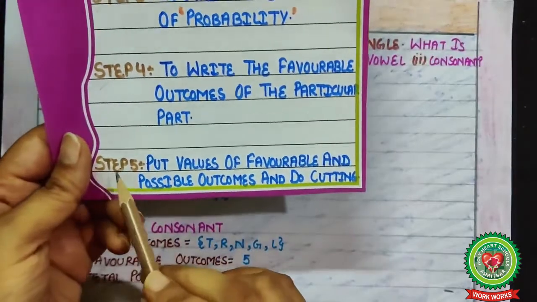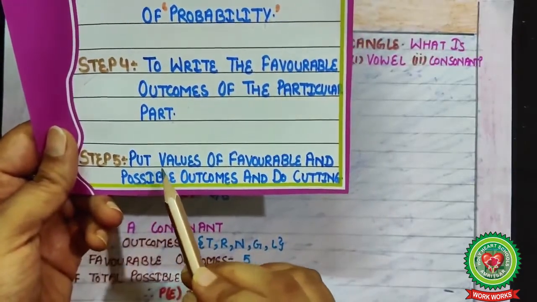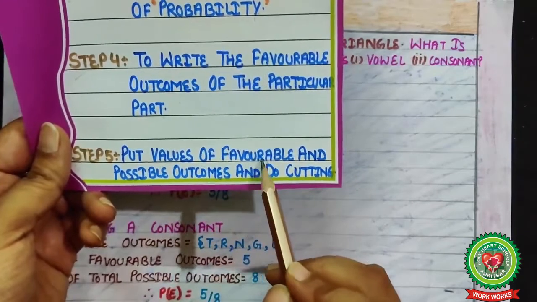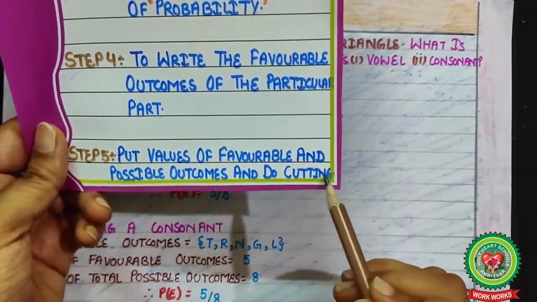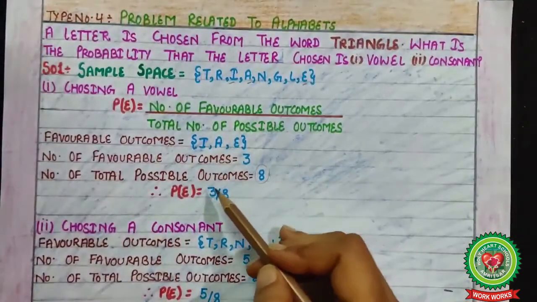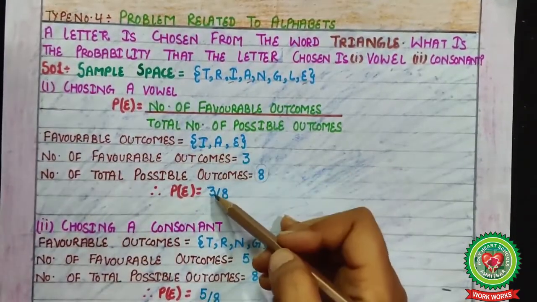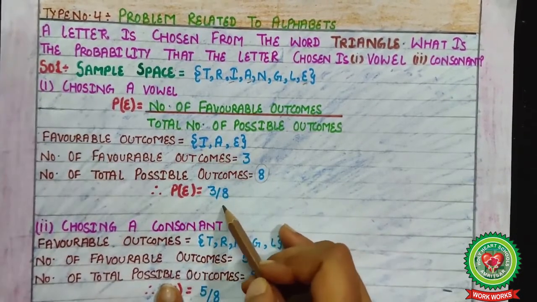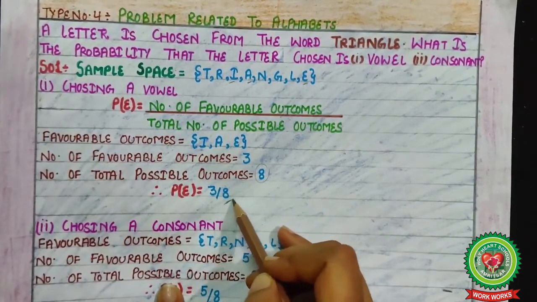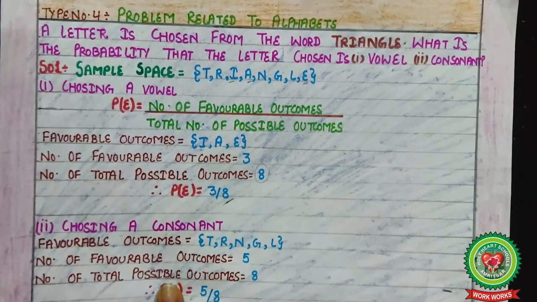Now come to the fifth step. The fifth step is to put the values of favorable and possible outcomes and do the cutting. So here I have put the values in the formula, that is 3 upon 8. Cutting is not possible, so we will not do the cutting. So this is part number 1.